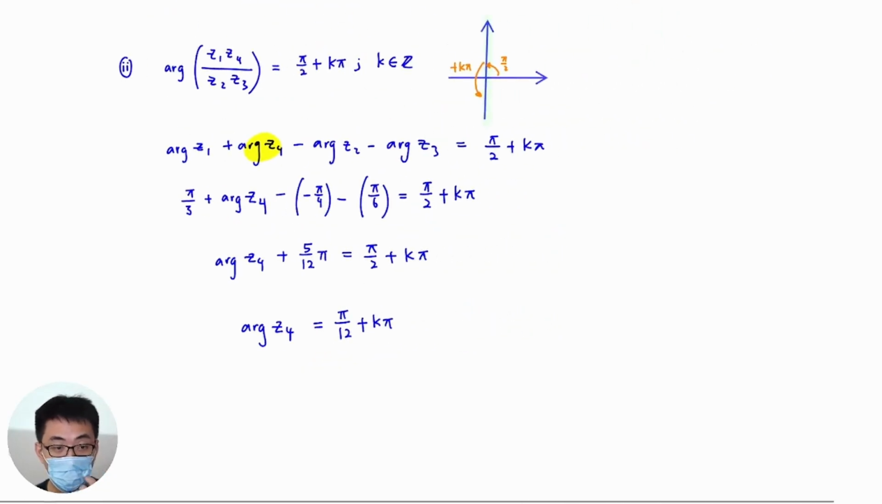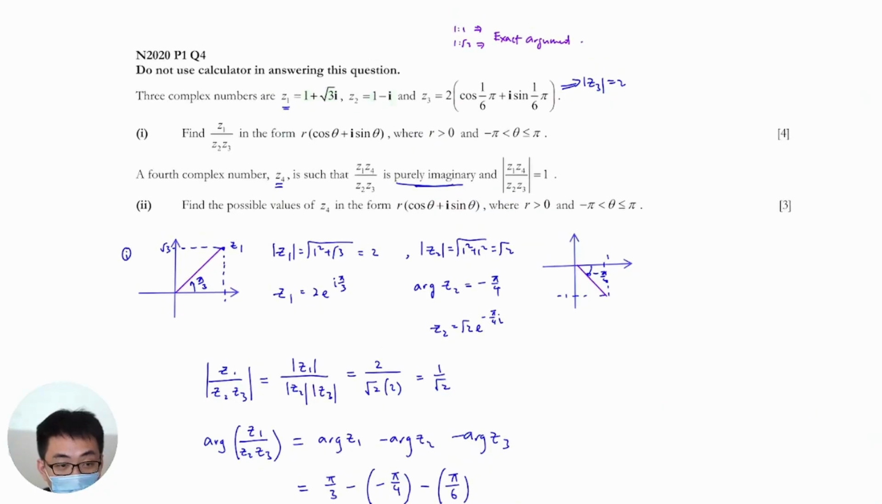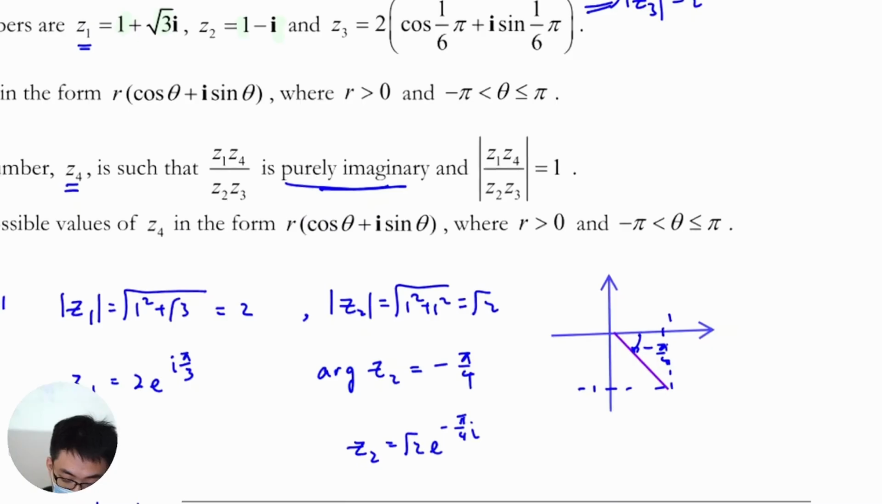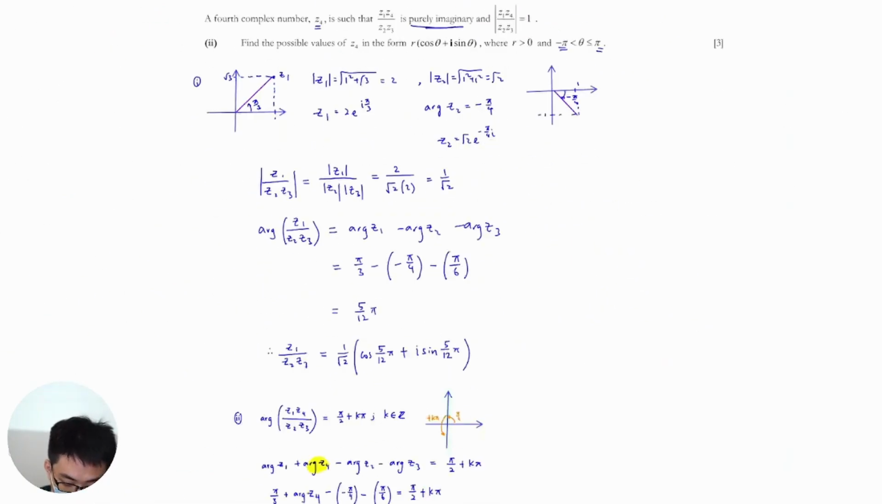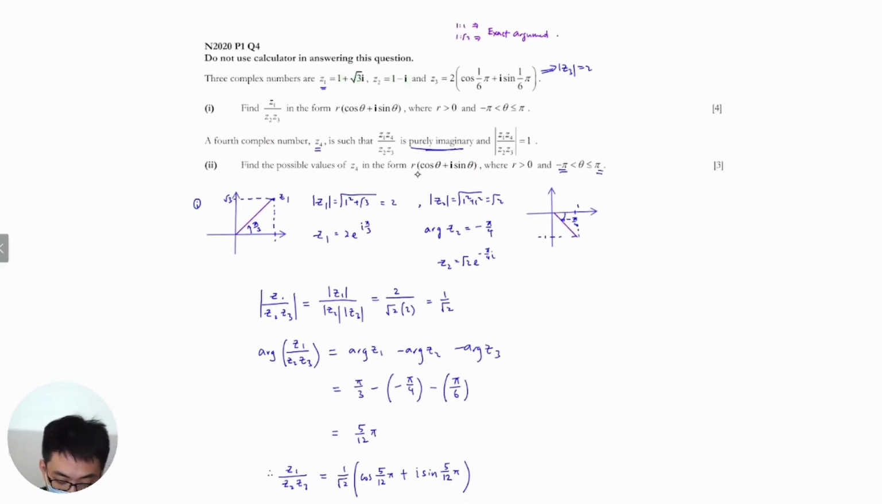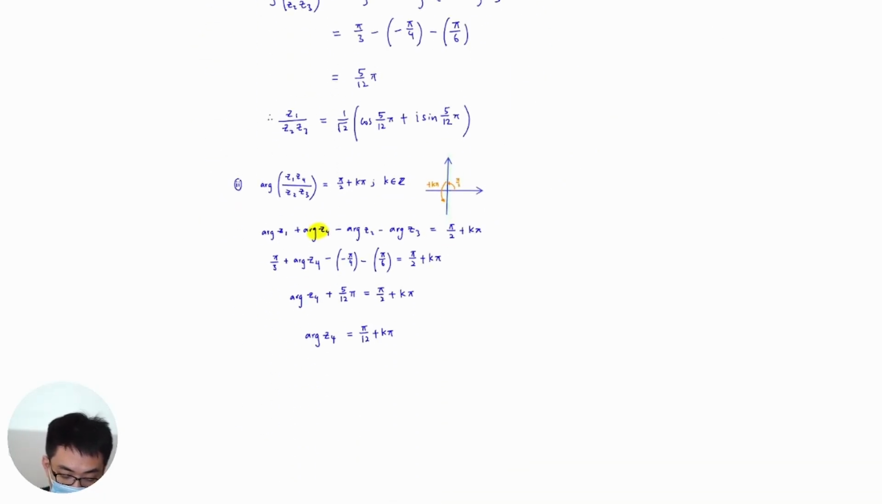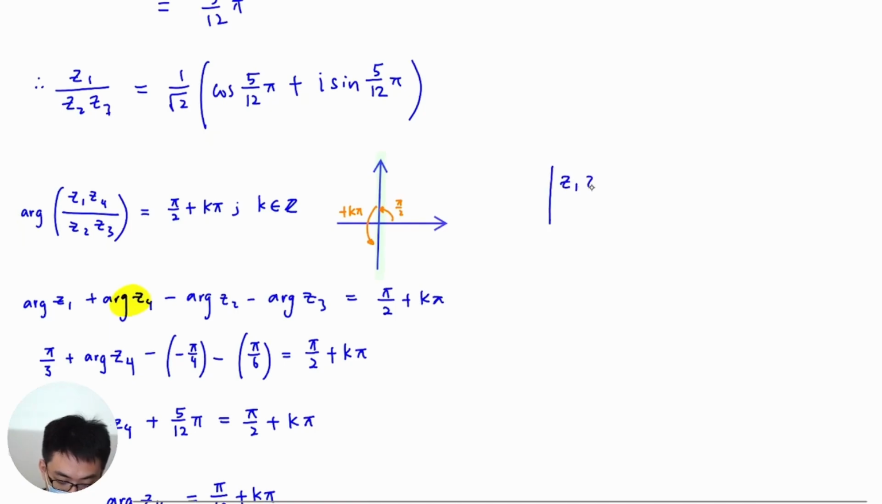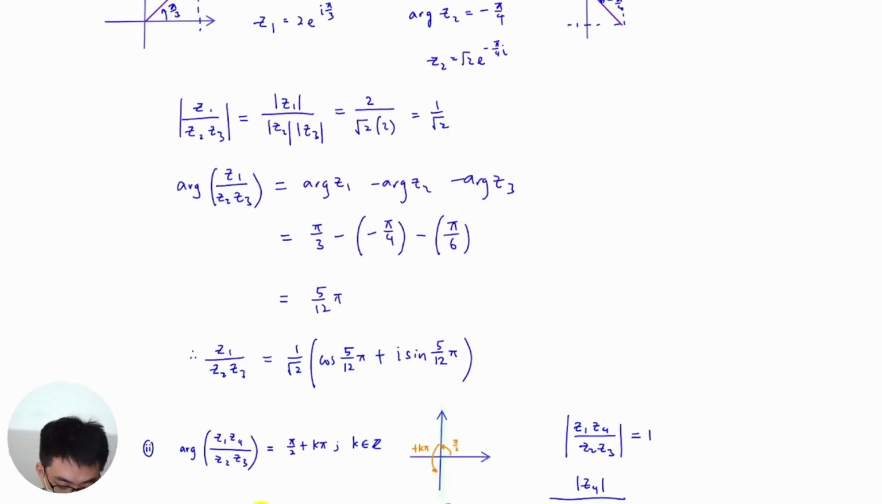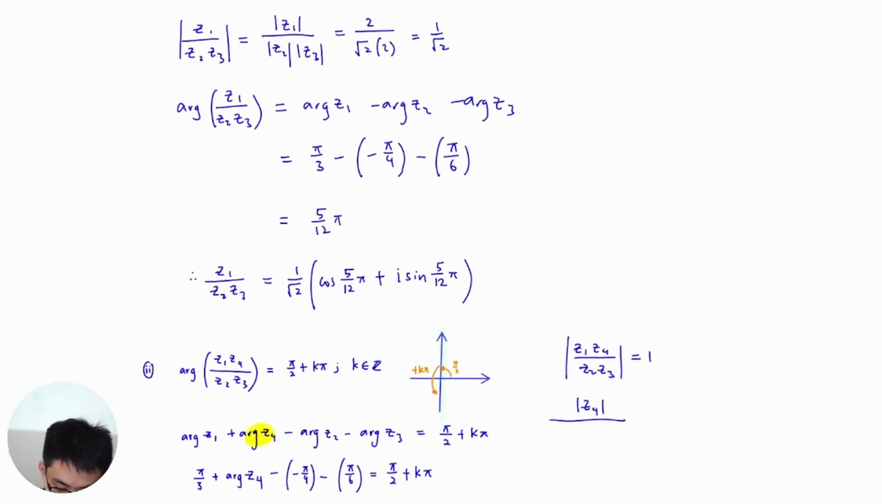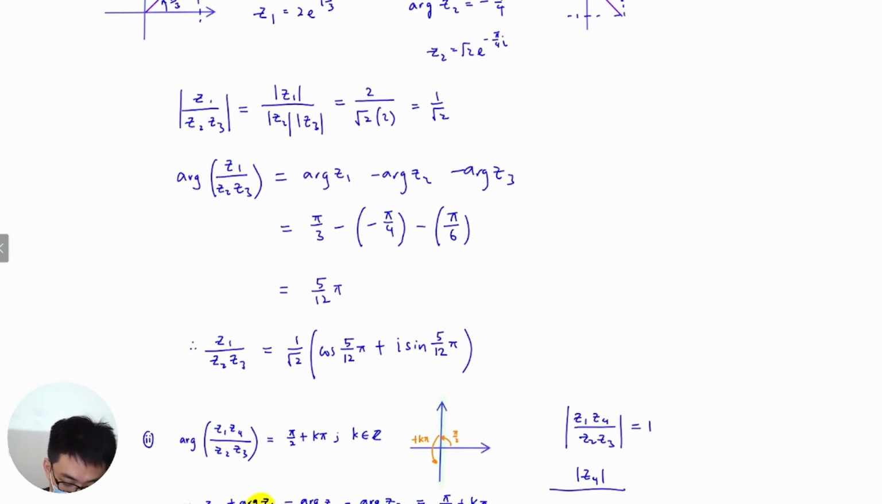Okay, there you go. These are all the possible values. So find a possible value of z4 in the form of this one, where you need the argument to be between pi over 2 and pi. R, of course, to find the R shouldn't be an issue because modulus of this is equal to 1. Modulus of z1, z4, z2, z3 equals to 1. So z4 would just be, modulus of z1 is how much? It's just root 1 over root 2.